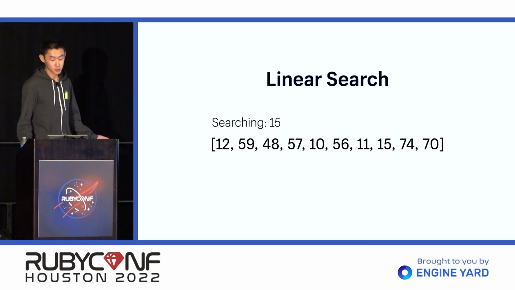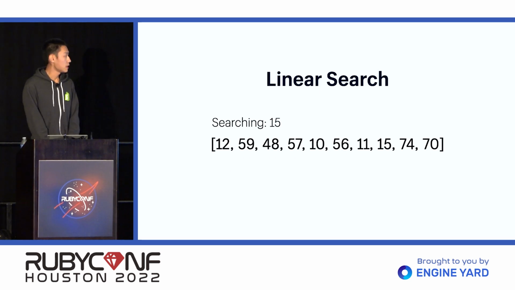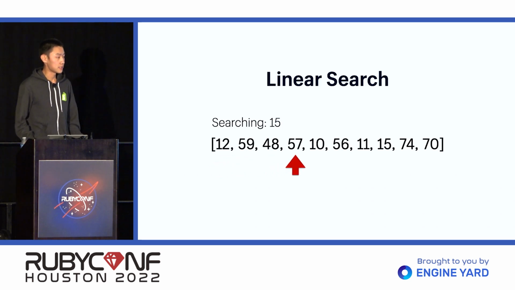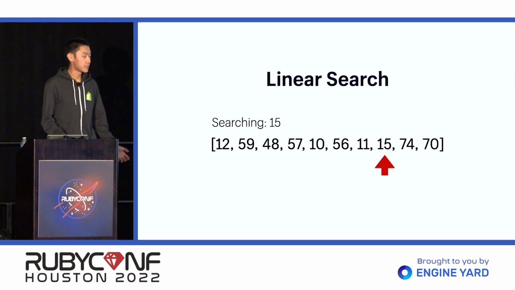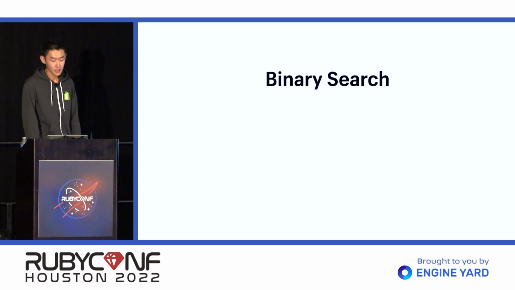Let's say we're trying to find the number 15 from this array of integers. With linear search, we simply scan from the start of the array and check if each element is equal to 15, the element we're searching for, until we find the integer 15 in our array. Simple, right? Now let's see how binary search works.